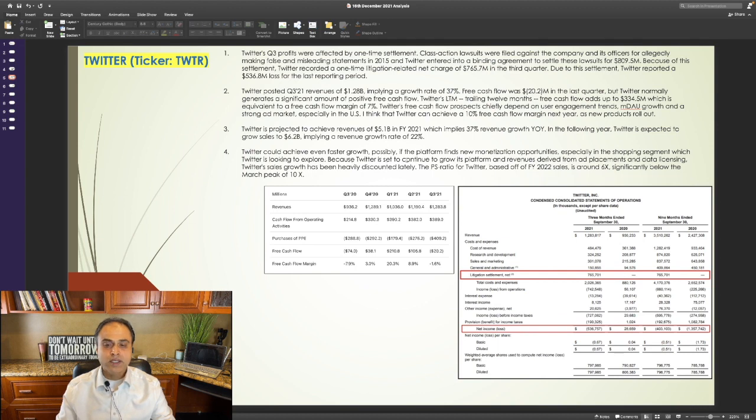Because Twitter is set to continue to grow its platform and revenues derived from ad placements and data licensing, Twitter's sales growth has been heavily discounted lately. The PS ratio for Twitter based off of fiscal year 2022 sales is around 6x, significantly below the March peak of 10x.